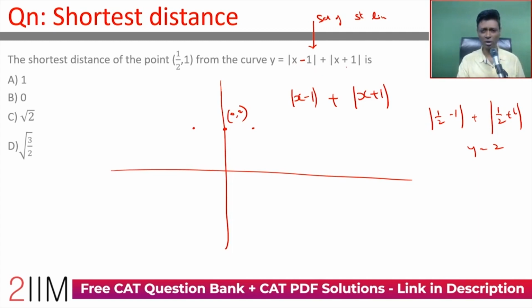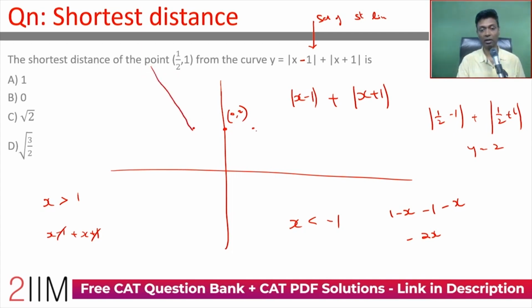So think about this, a wonderful graph. And so I'm going to break this into 3 segments. When x is greater than 1, this will be x minus 1 plus x plus 1. We're talking about 2x. When x is less than minus 1, this will be 1 minus x minus 1 minus x. It will be minus 2x. And so this will be a line like this here and a line like this here. Between minus 1 and 1, it will be 1 minus x plus x plus 1. It will be 2.